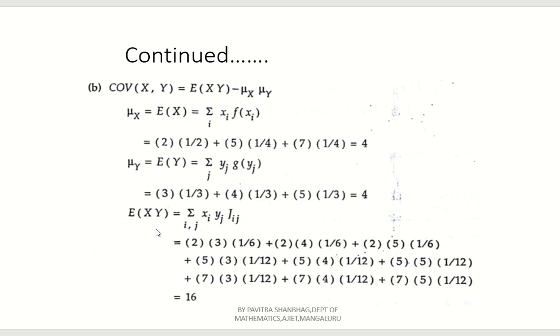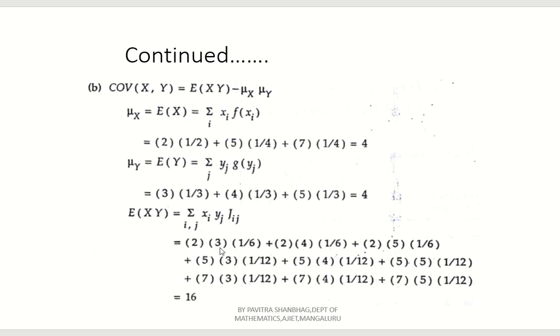Now similarly find E(XY). E(XY) is nothing but summation xi yj into fij. That is x1 y1 into f11 plus x1 y2 into f12 plus x1 y3 into f13. Similarly x2 y1 into f21 plus x2 y2 into f22 plus x2 y3 into f23. Similarly one more is there, because i is also 1 to 3, j is also from 1 to 3 here. So x3 y1 f31 plus x3 y2 f32 plus x3 y3 f33.